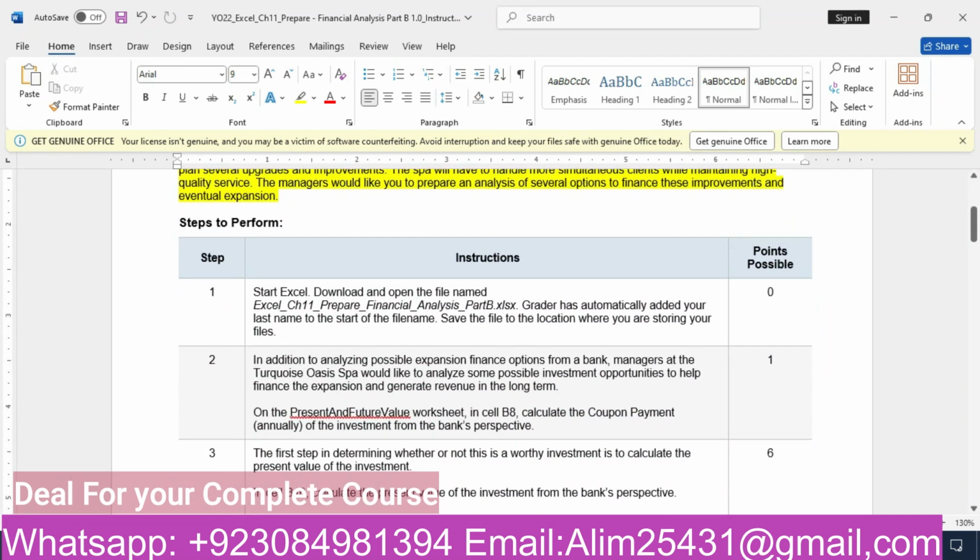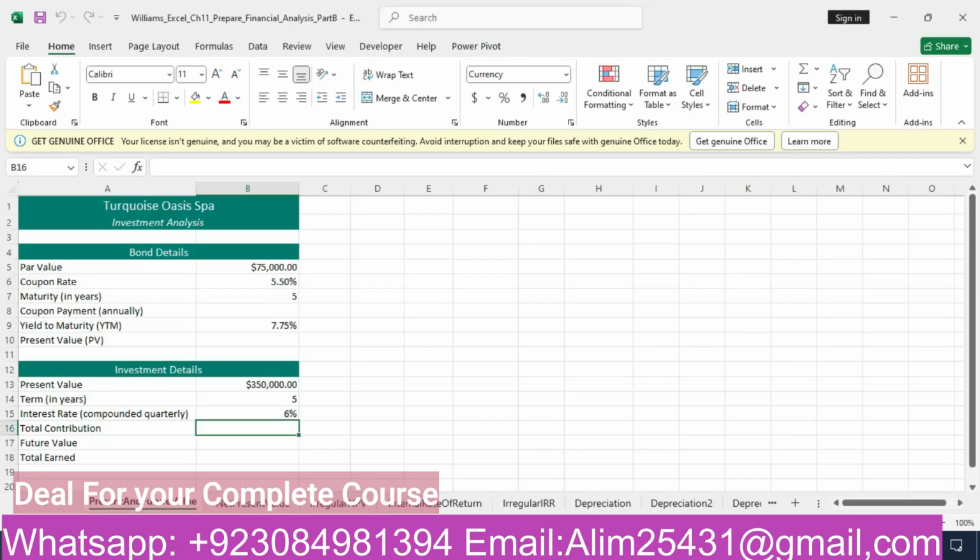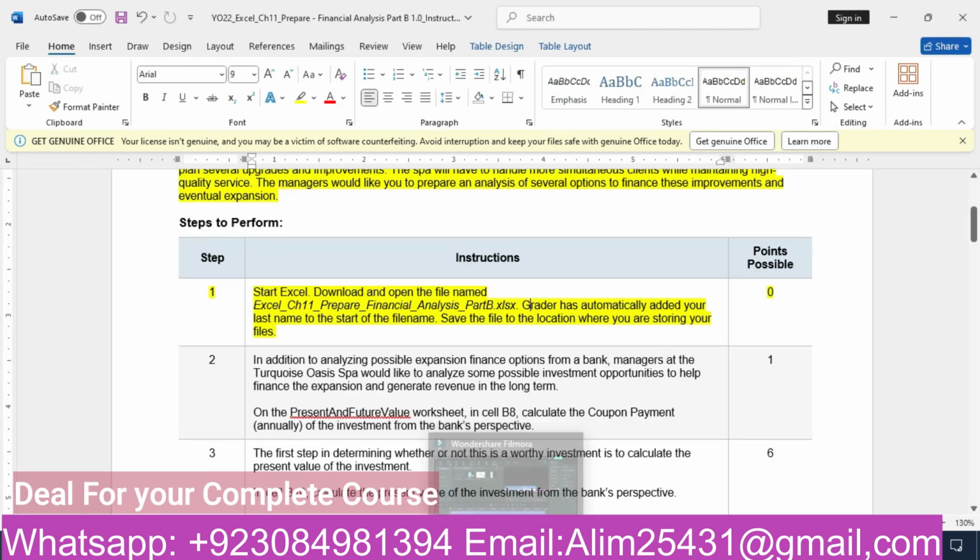In our first step, what he is asking: start Excel, download and open the file named Excel Chapter 11 Prepare Financial Analysis Part B. Grader has automatically added your last name to the beginning of the file name. Save the file to the location where you are storing the file. That's our first step. I have already opened this file. That's our file Excel Chapter 11 Prepare Financial Analysis Part B. We will move to our second step.